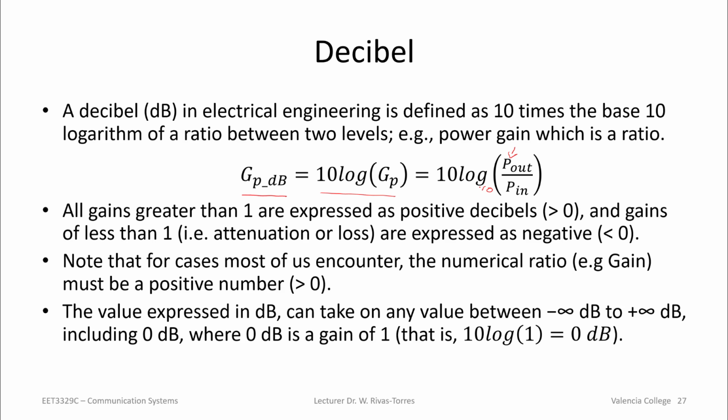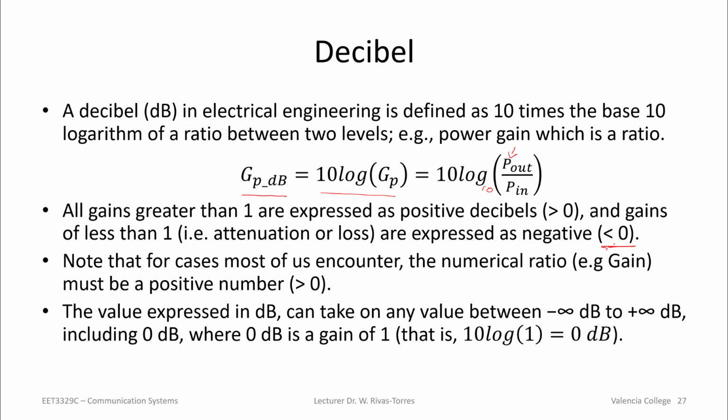Now, all gains greater than 1 end up being expressed in decibels as greater than 0. Any gain less than 1, which is an attenuation or a loss, will be a negative number, less than 0. Know that in most cases the numerical ratio gain is a positive number. It's weird to say a gain of minus 10 dB, because normally that's an attenuation of minus 10 dB. Sometimes I'll say attenuation of 10 dB, and you already know that means minus 10 dB. We will be consistent: gain is positive, and attenuation and loss are negative in terms of dB.